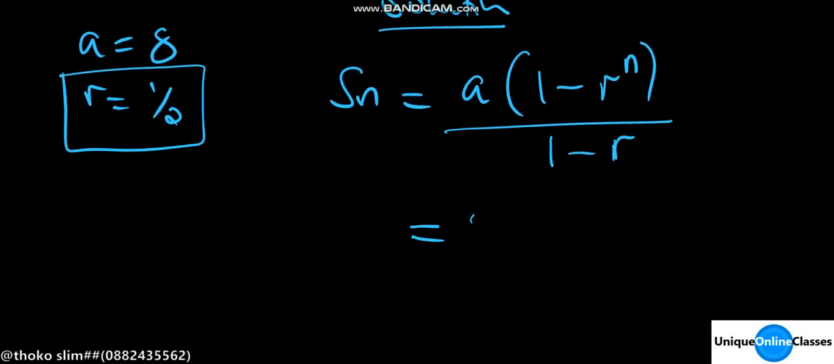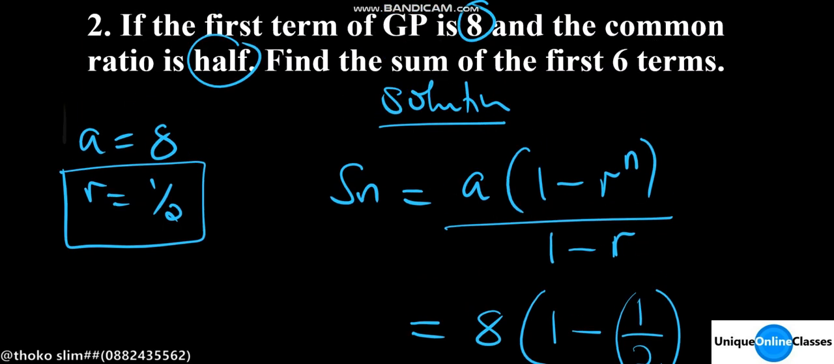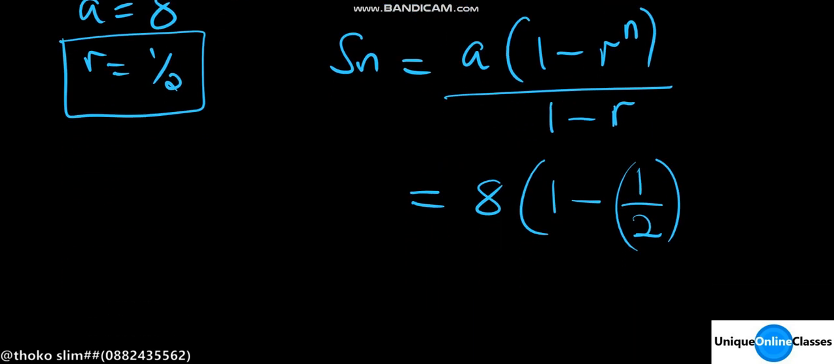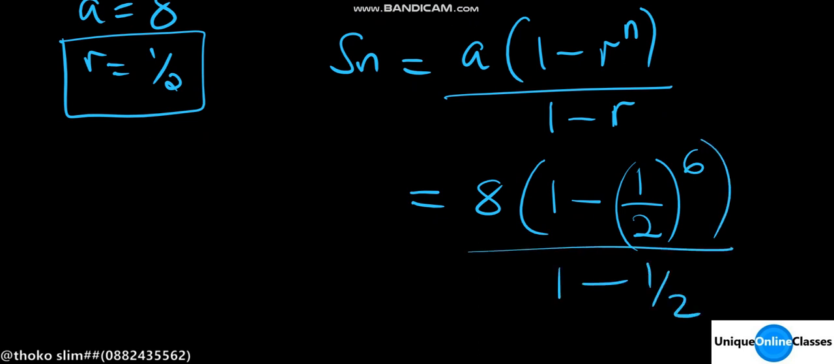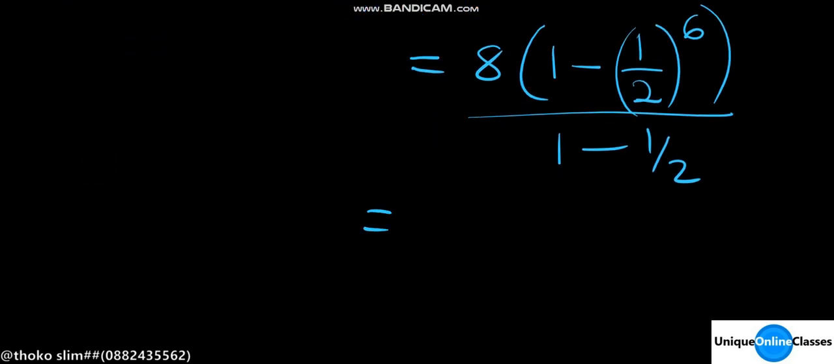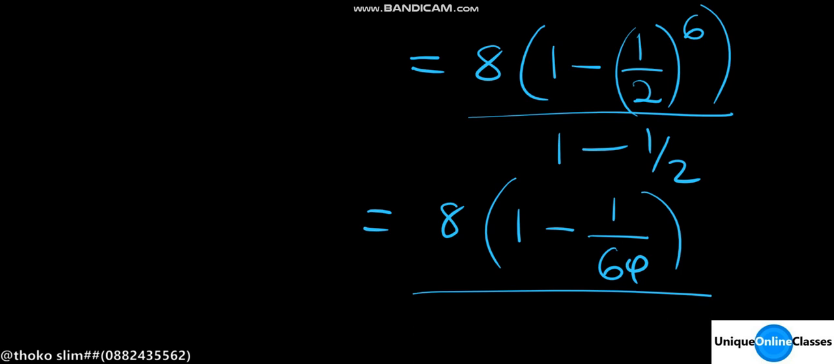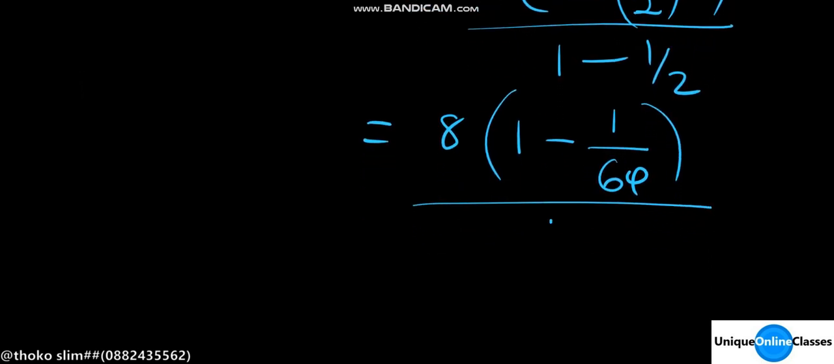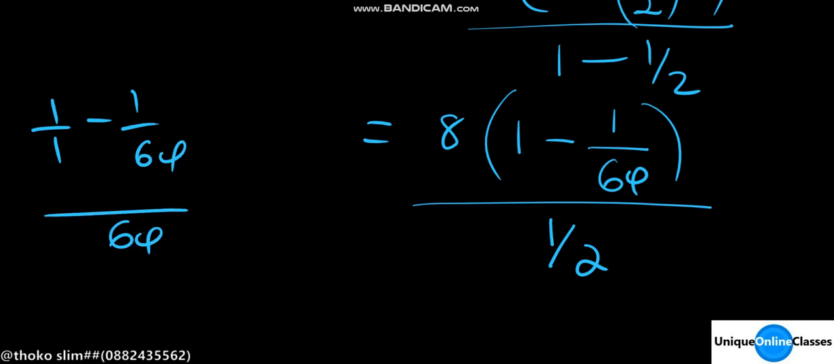So it's 80, open bracket, then 1 minus, r is half, so I'm putting half here, raised to the power n, which is 6 terms, so I raise it to the power 6, then divided by 1 minus half. Inside the bracket we have 1 minus 1 over 2 to the power 6, and 2 to the power 6 is 64. Divided by, if we subtract half from 1, the answer will be half. So inside the bracket we have 1 minus 1 over 64. Common denominator 64: 64 minus 1, the answer will be 63 over 64.